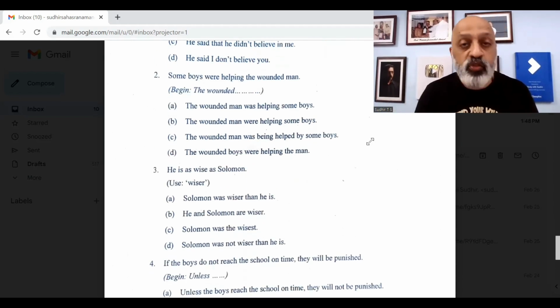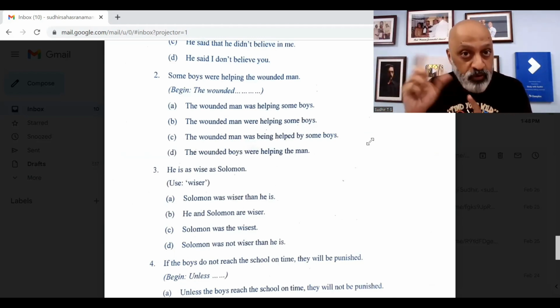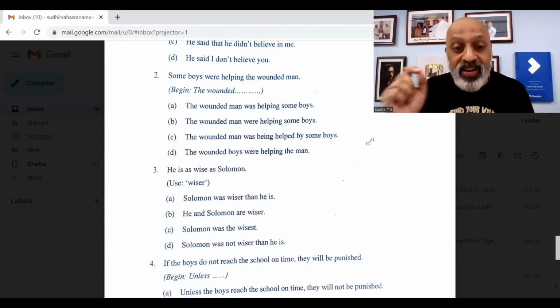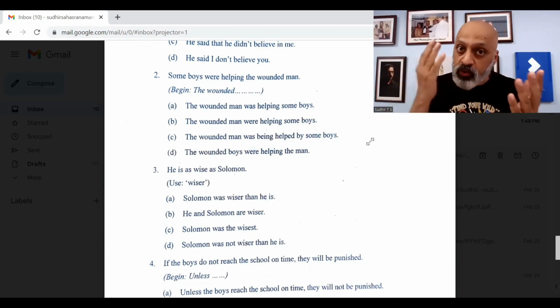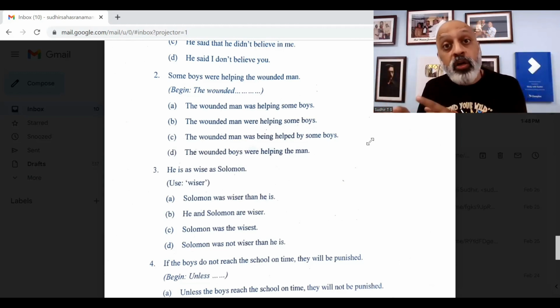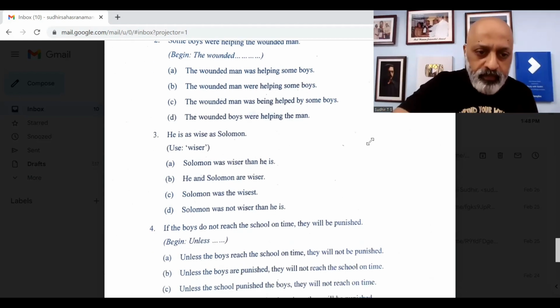Third, he's as wise as Solomon. You have to use wiser. The correct one is Solomon was not wiser than he is, because you have to understand the sentence, which I was repeatedly telling in the videos. You need to understand what is being said, that he is as wise. So Solomon and he are both equally wise. So that means Solomon is not more wise or wiser than he is.